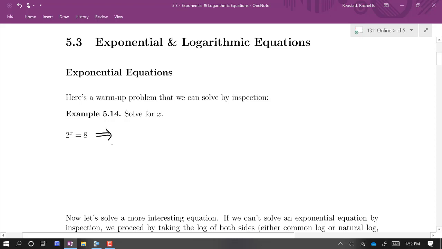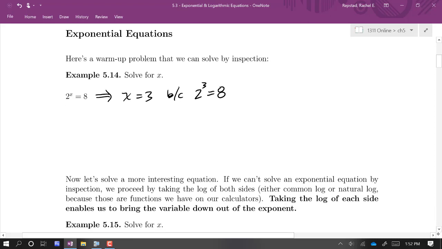We can observe that 8 is a perfect power of 2. The solution to this is x equals 3 because 2 cubed equals 8. Now, we got kind of lucky with that problem.